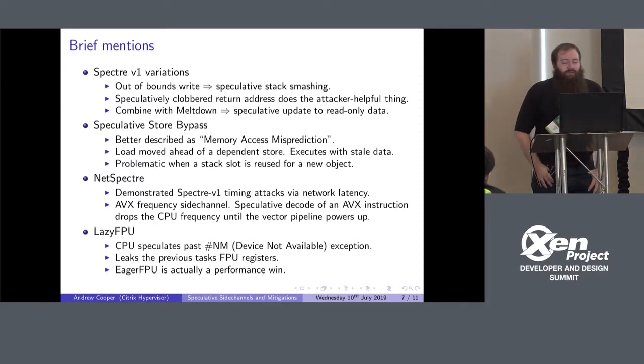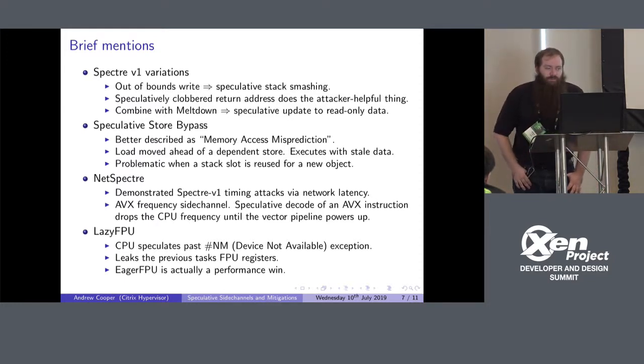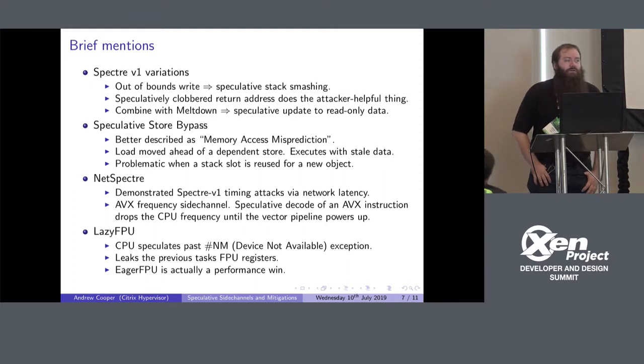The next big one that came along was a thing called speculative store bypass, which is the other example of misprediction. It's much better described as memory access misprediction. To speed up memory accesses inside the CPU, the processor tries to guess which are not aliasing, so it can do them out of order, and the issue here was that there are cases where it gets this wrong. It moves the load ahead of a dependent store and executes with stale data.